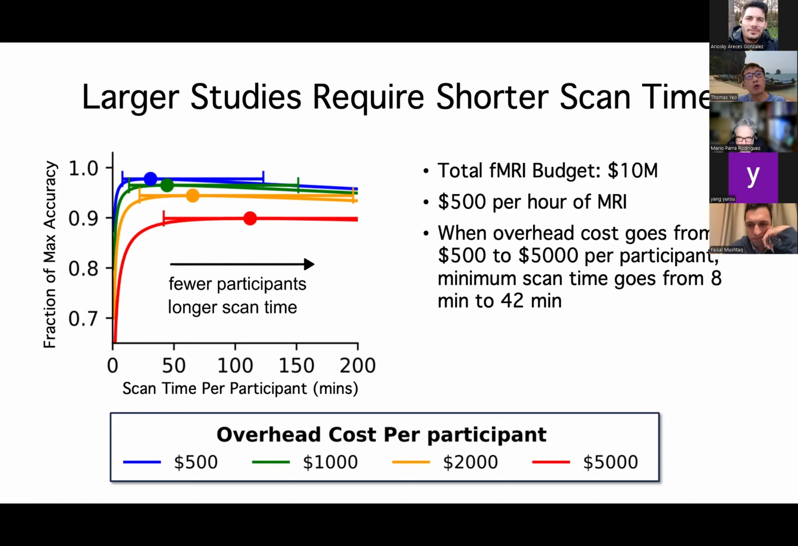In this case, when the overhead cost, let's say we vary it from $500 to $5,000, the minimum scan time goes from 8 minutes to 42 minutes. So for very large scale studies, which might have a high overhead cost because of the multi-site data collection, the minimum scan time can vary quite a lot.